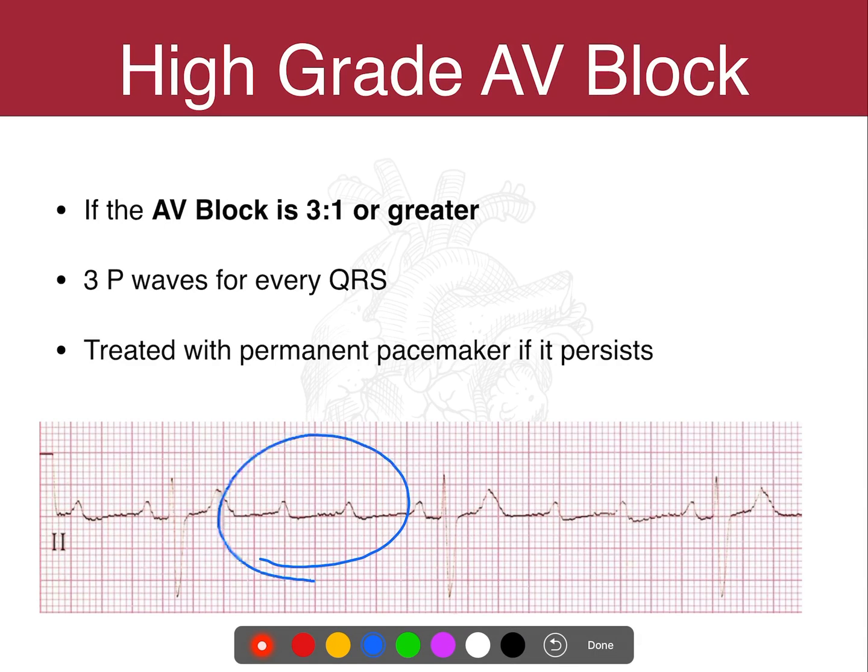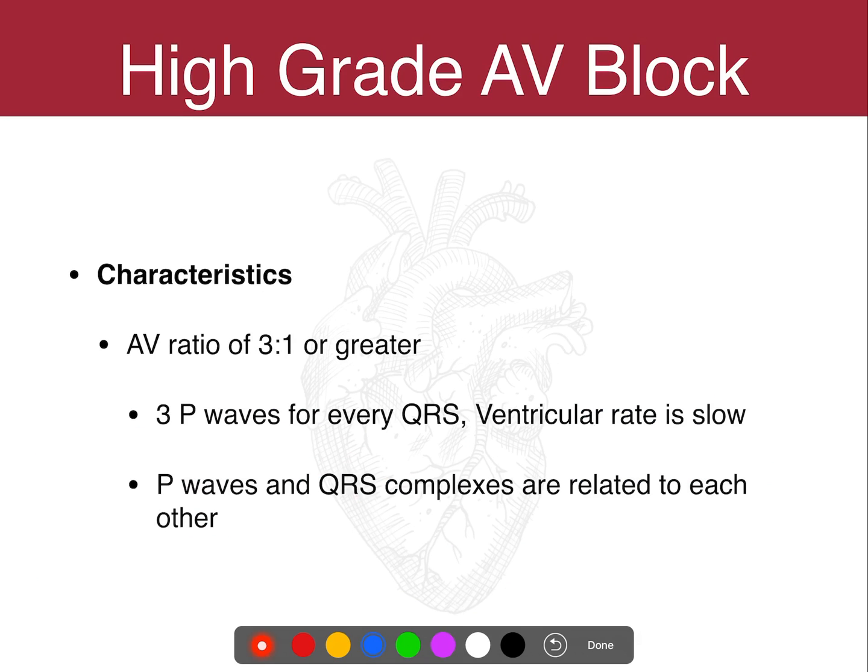So you have a 3-to-1 AV block. In other words, for every QRS complex, there's at least 3 P waves, 1, 2, 3, and then there's our QRS complex. So we have a 3-to-1 AV block. And that's considered a high-grade AV block. So it's a little different than a Mobitz 2 and has its own special name. Again, 3 P waves for every QRS.